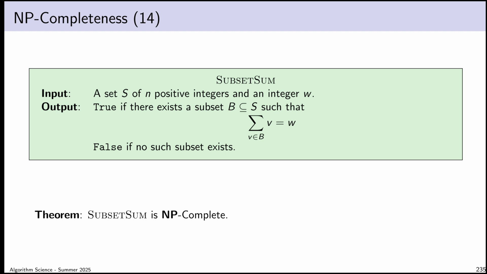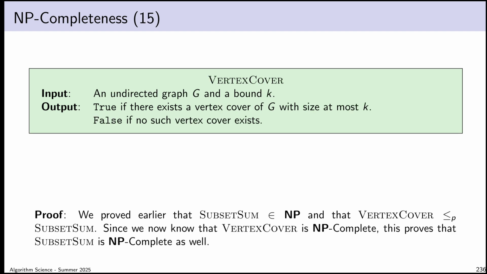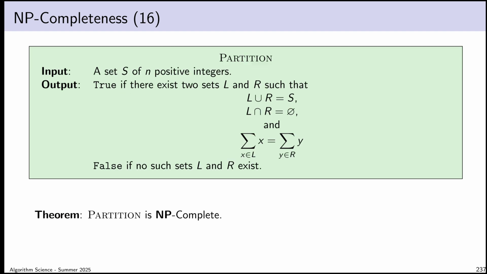Subset sum is also NP-complete. We proved that subset sum was in NP. It's very easy to verify a certificate. We also showed that vertex cover can be reduced to subset sum. Since we now know that vertex cover is NP-complete, that proves that subset sum is NP-complete as well.